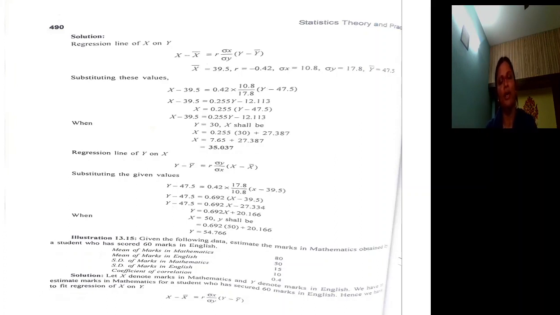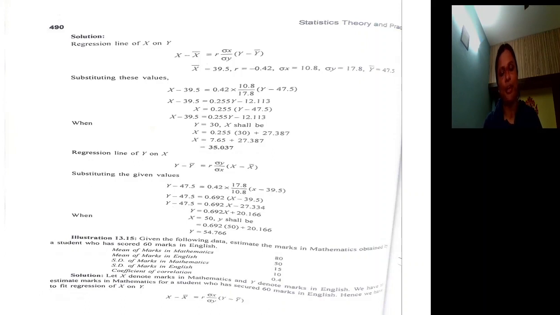Let me apply all the values we have in the problem to this formula, that is the regression equation x on y. After applying and simplifying, we arrive at x minus 39.5 is equal to 0.255 into y minus 47.5, that is x minus 39.5 is equal to 0.255y minus 12.113. Now we know the value of y given in the problem is 30. So when y is 30, what will x become? We have to simplify the equation.